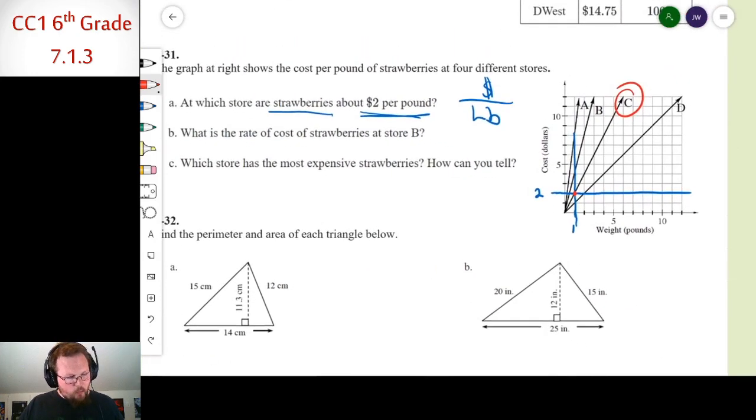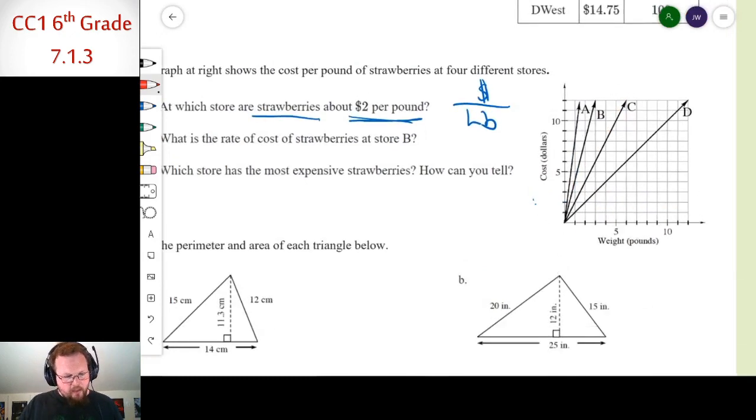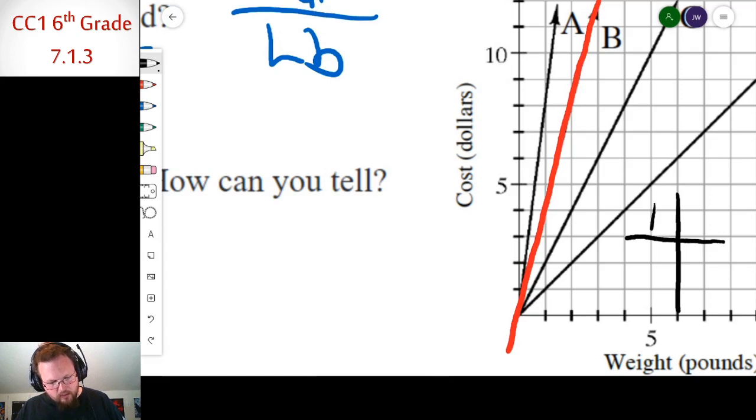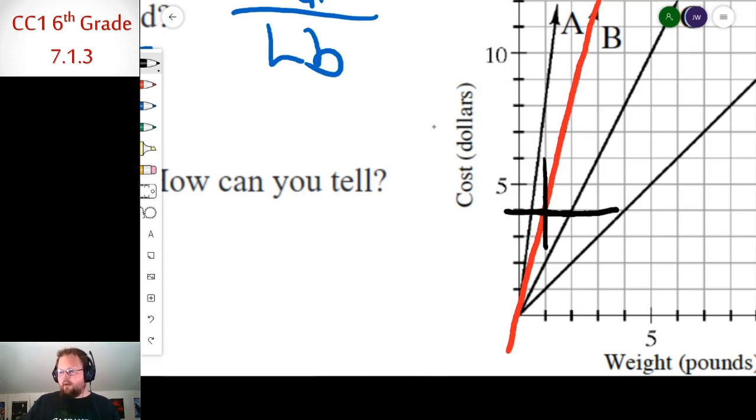Okay. The rate cost of strawberries for store B is going to be a little bit harder to find, but you want to look just at line B, and I want to identify a spot where it neatly crosses these faint grid lines in the back. So these are the grid lines that I'm talking about now. And the first spot that it does that is right here. And if you're not used to looking at the grid lines in the background, it's going to be a little bit hard to see where this came from.